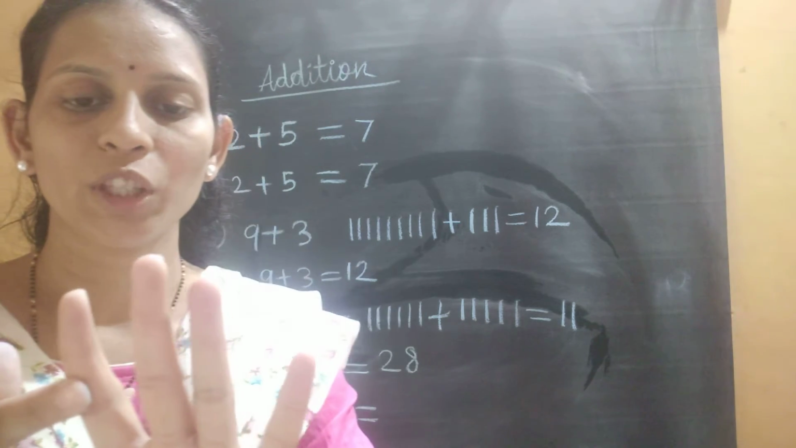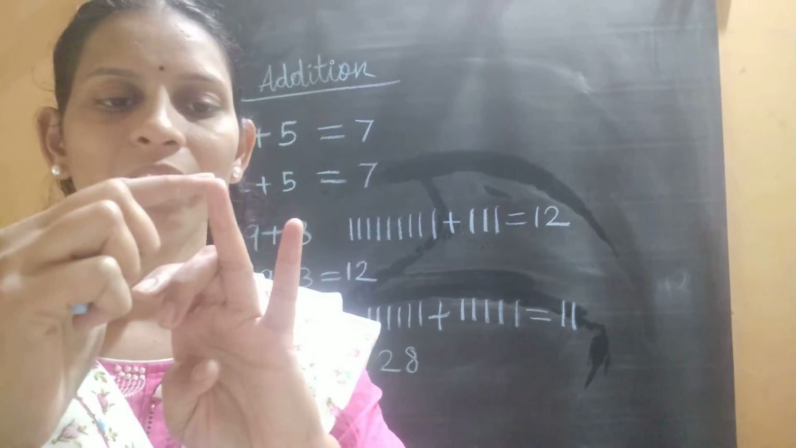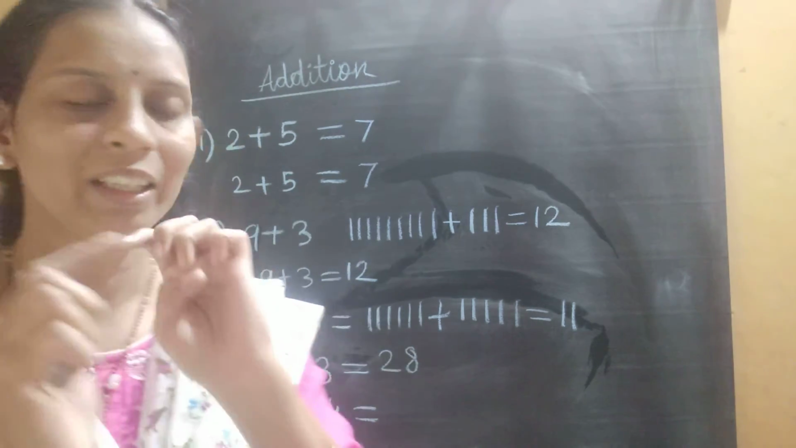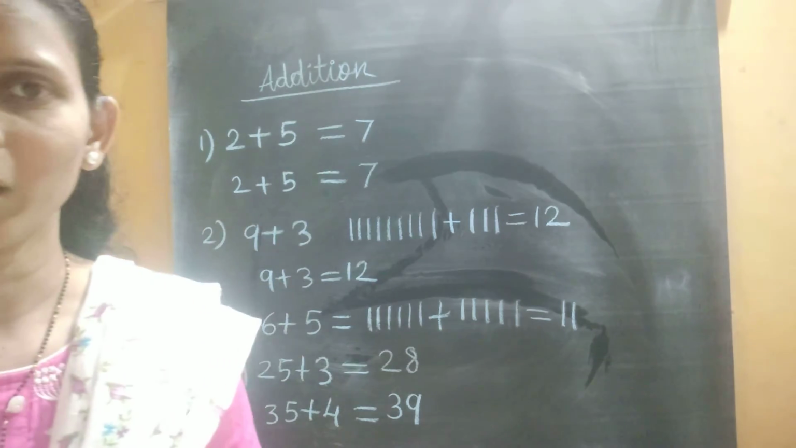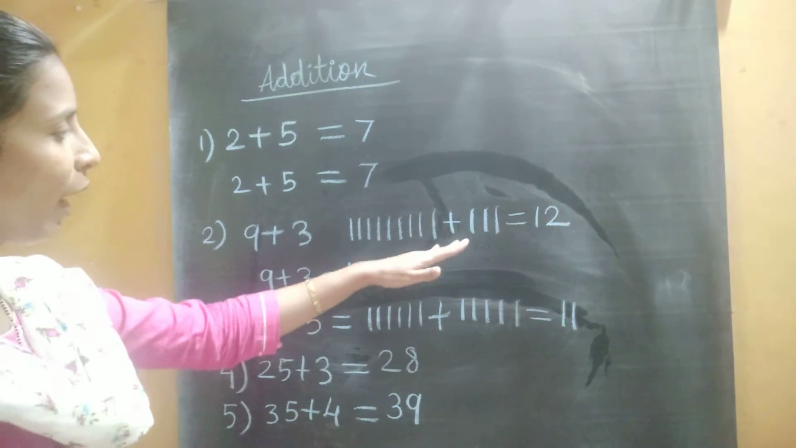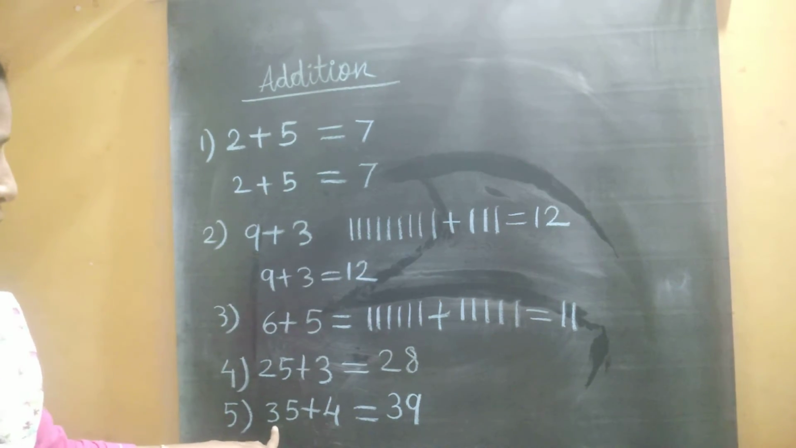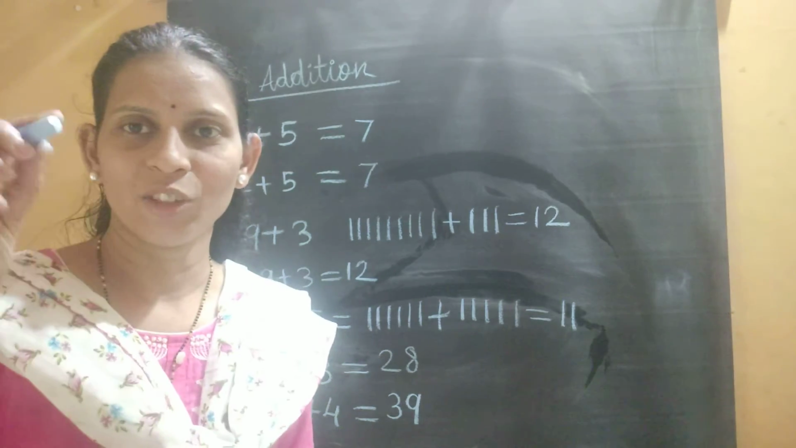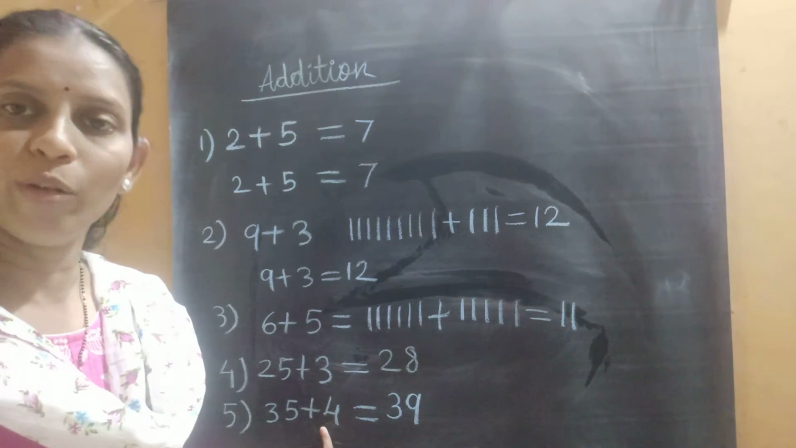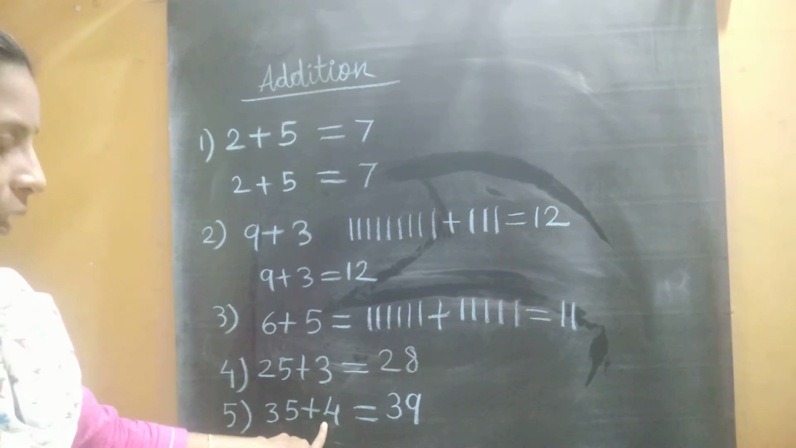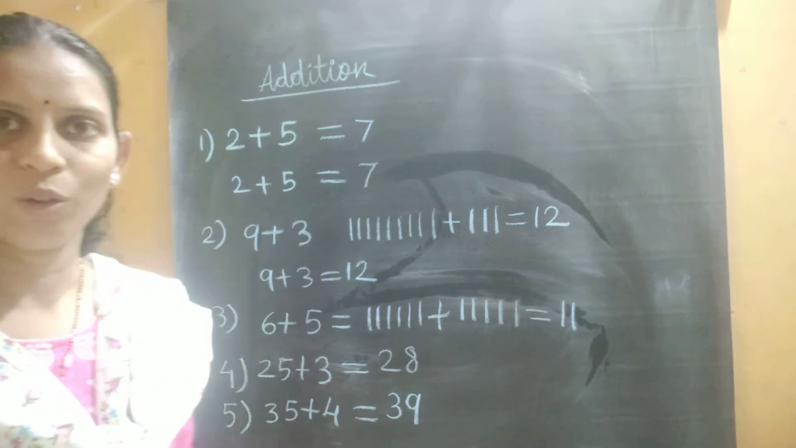So after 35 which number comes? 35, then 36, 37, 38 and 39. So the answer is 39. But if you do addition by the other method, by drawing lines, it will take so much time, because first we have to draw 35 lines, 1, 2, 3, 4, up to 35 lines, and then 4 lines. And again you have to do addition. So this is the best and easy method, that is counting forward. Okay, students.